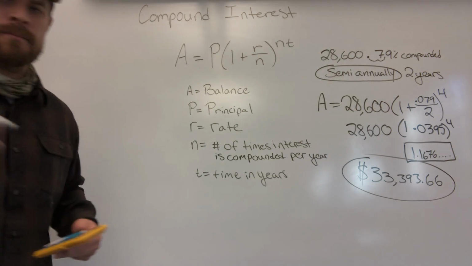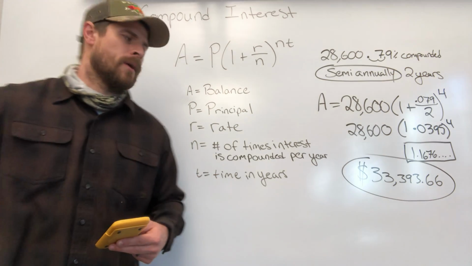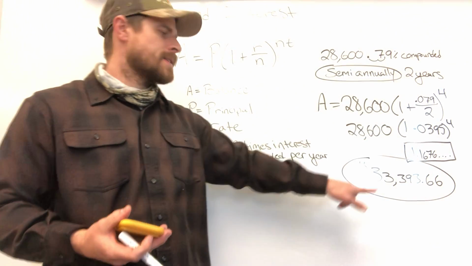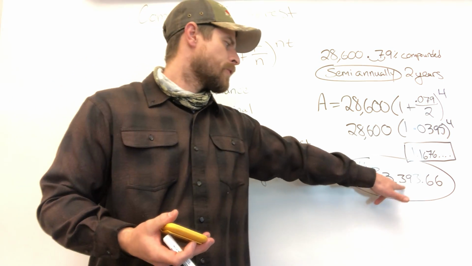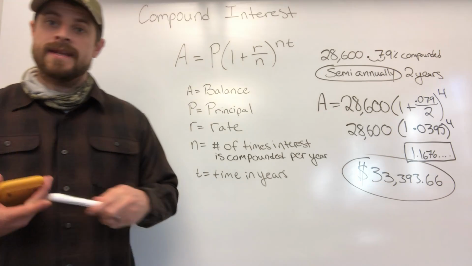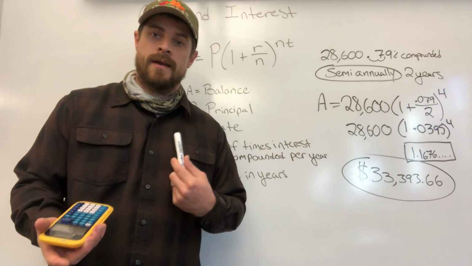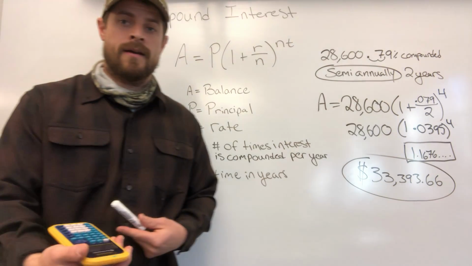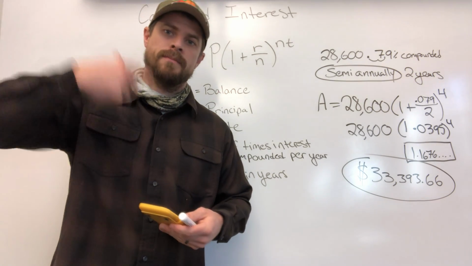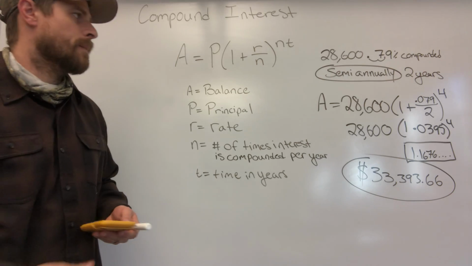Okay, so after all is said and done, 2 years goes by, you have not touched this money at all. You've just let the compound interest accumulate and build up. Okay, 2 years later, your $28,600 has now turned into $33,393.66. And then the next year, it's only going to go up from there. And the next year, it's only going to go up from there. It's a snowball effect. Compound interest. Over time, it's going to start to build more and more.